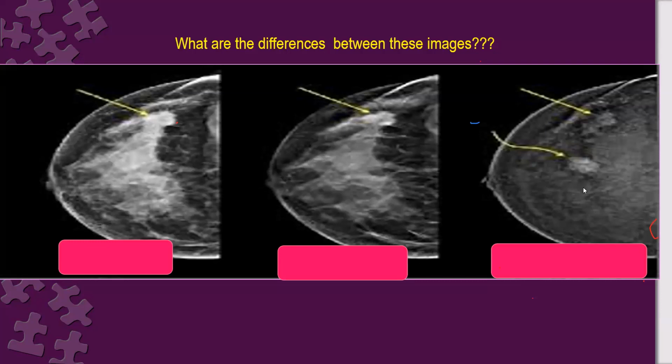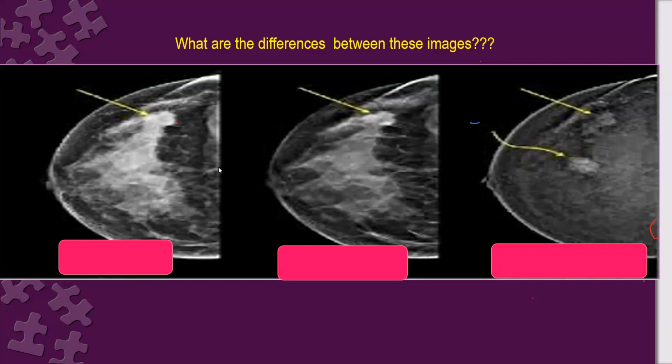Where is the parenchyma here? No parenchyma, no breast tissue. Why is there no breast parenchyma? Okay, so in the right breast, why is there resolution but no parenchyma? Subtraction. So here is subtraction, digital subtraction.